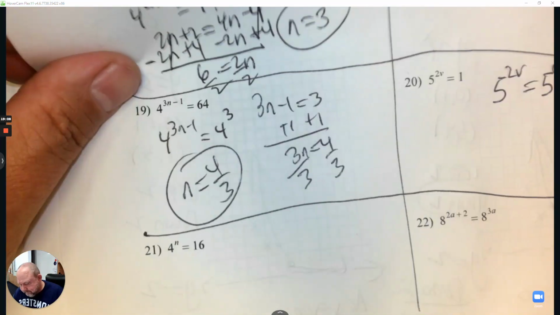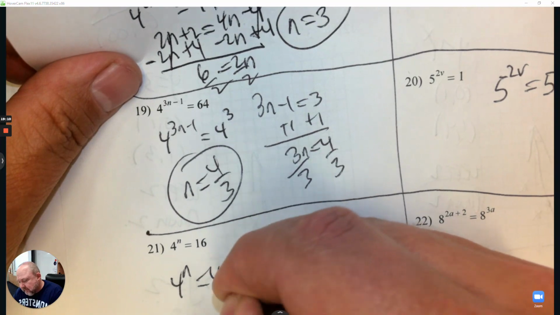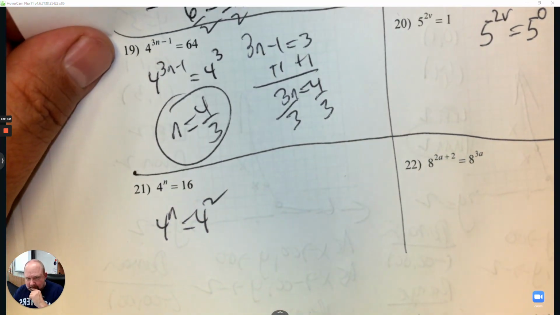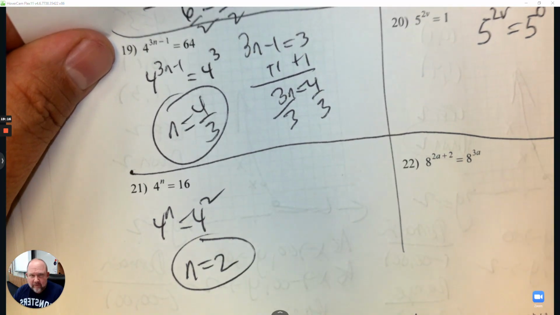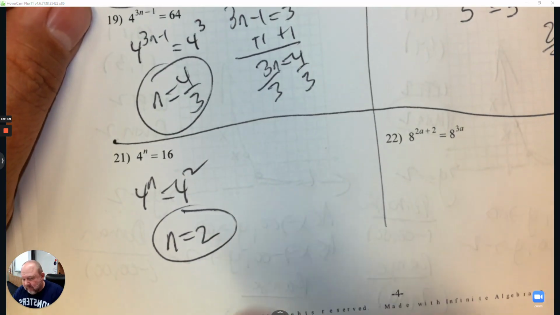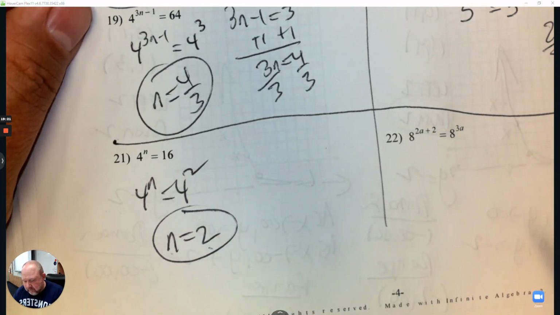All right, 2 more. I need the bases to be the same, so instead of 16, it's 4 squared. Then take the exponents and make them equal to each other. There's not even anything to solve after that. That tells you what n equals.